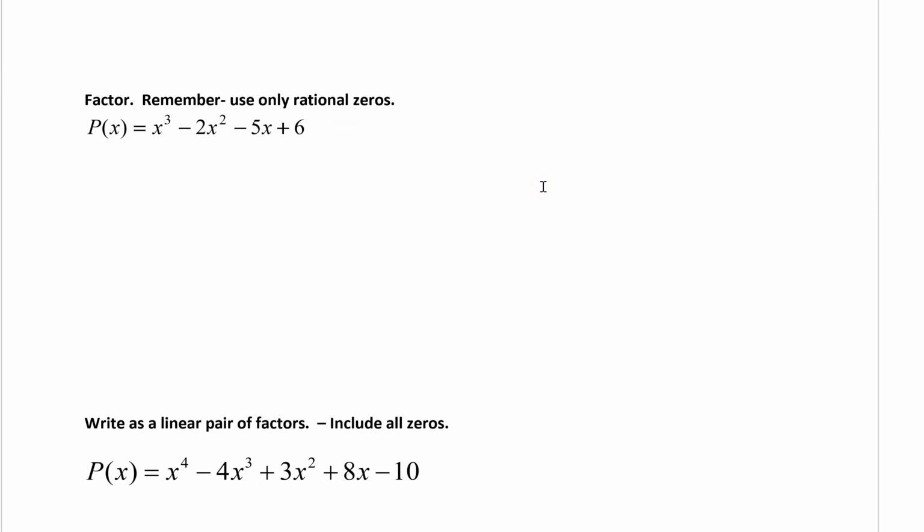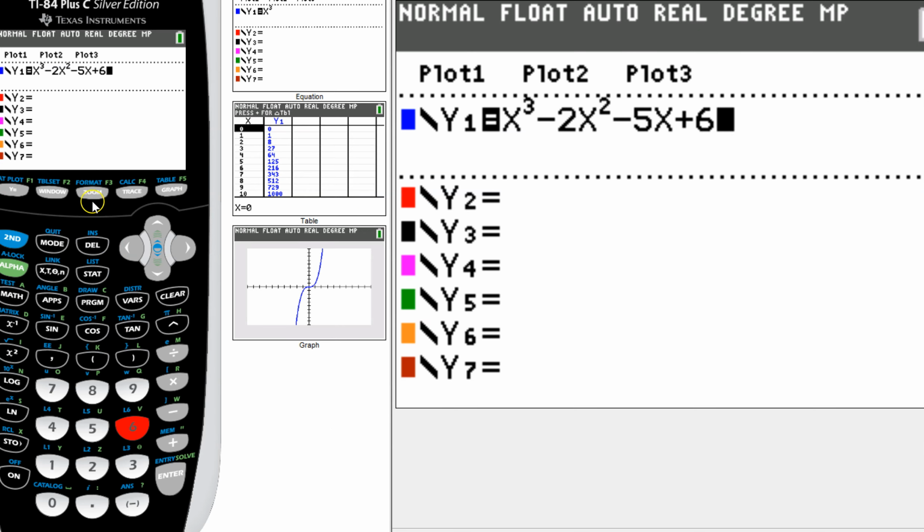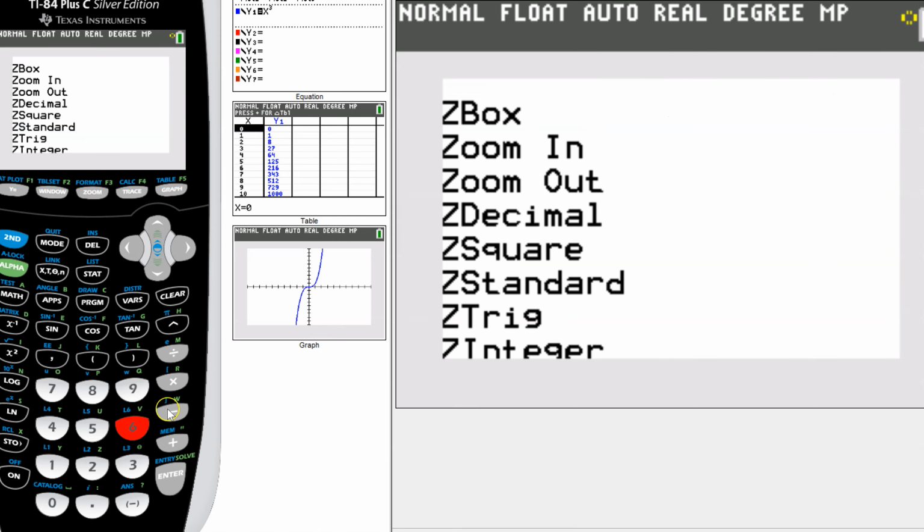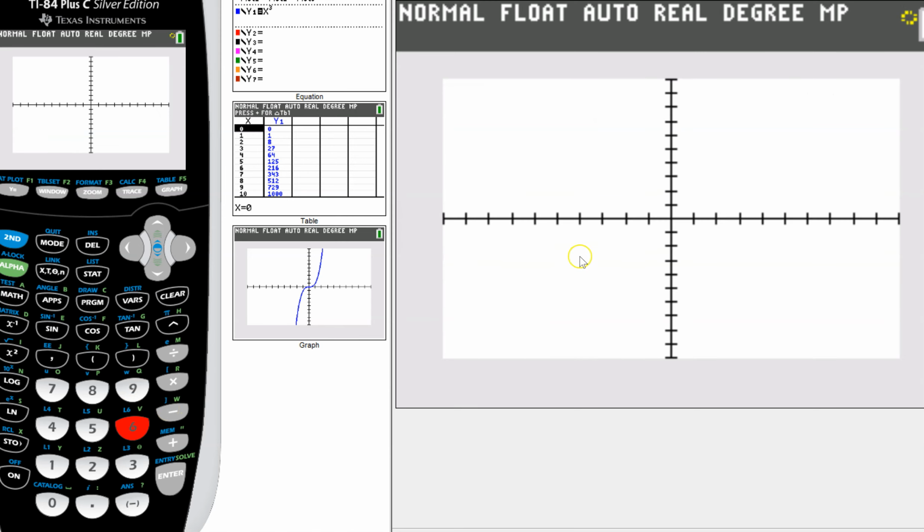Okay, so if we're going to use this one, we do the same thing we did before, and that's to find a 0 and then use synthetic division on it. So we're going to plug this in our calculator and find a 0. We hit zoom 6 to graph it in that standard window, and we're looking for just a 0. If we can find 1 0, we're good.